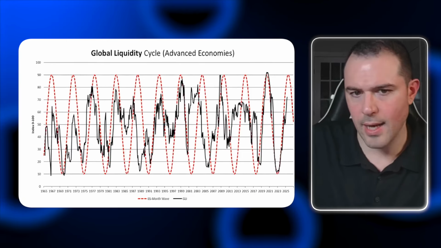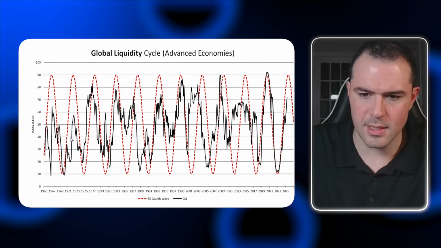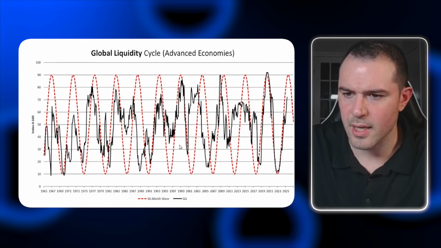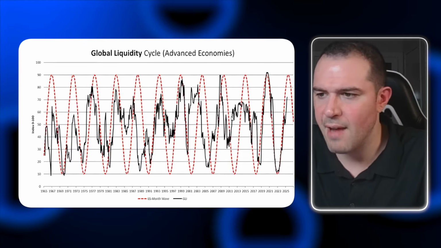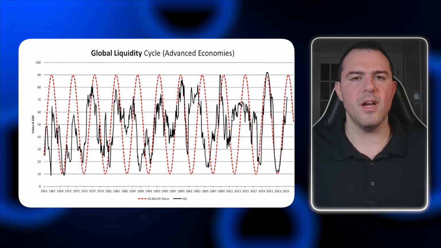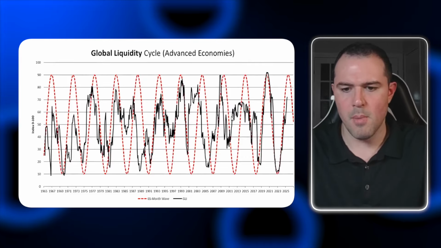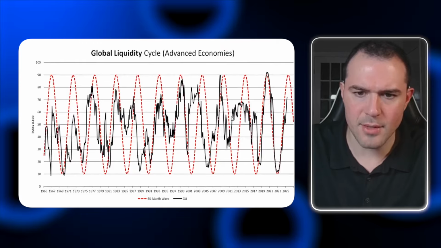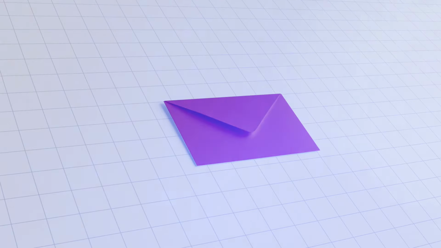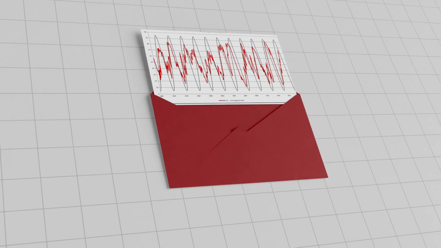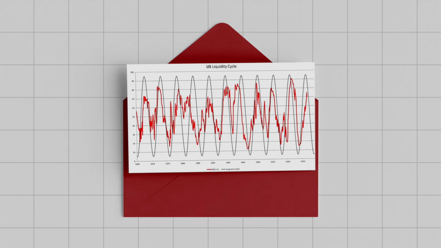Liquidity is essentially the amount of money or credit in the financial system able to be used for refinancing debts, for purchasing risk assets, etc. And it comes in cycles. As you can see, starting back from 1965 on this chart, the global liquidity cycle is a 4 to 5 year ebb and flow of liquidity coming into and out of markets. Every country has its own liquidity cycles. You can see here the US has its own. And you can think of this really just as the pace of debt refinancing.